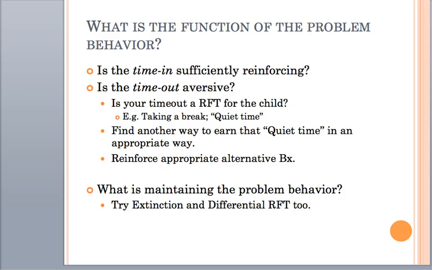So ultimately, what is maintaining the problem behavior? Is it escape? Is it avoidance? Is it attention? And then try other forms of intervention like extinction and differential reinforcement if you think that your timeout is not going to be effective.